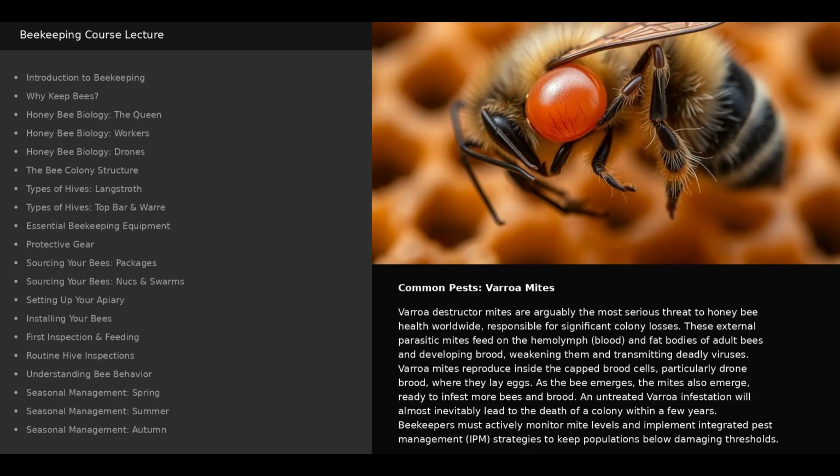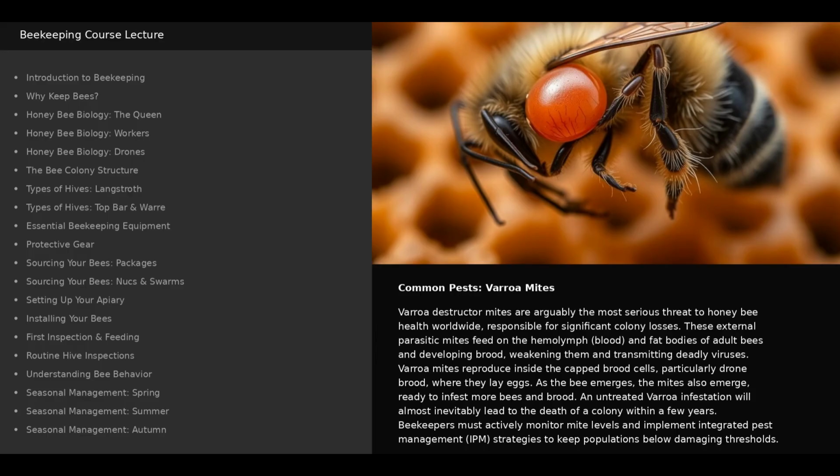Common pests. Varroa mites. Varroa destructor mites are arguably the most serious threat to honeybee health worldwide, responsible for significant colony losses. These external parasitic mites feed on the hemolymph, blood, and fat bodies of adult bees and developing brood, weakening them and transmitting deadly viruses.